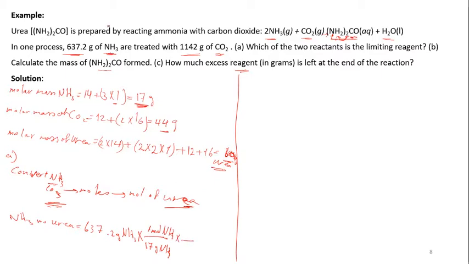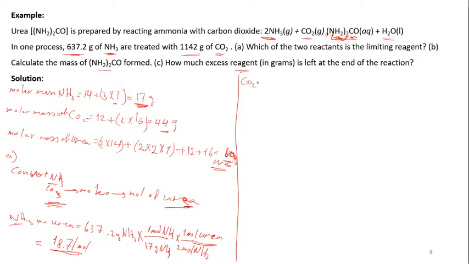If I know that each mole of urea is formed when I consume 2 moles of ammonia, so 1 mole urea to give me 2 moles, when I consume 2 moles of ammonia, this would be equal to 18.71 moles. So this is the number of moles produced in case I started with this amount of ammonia. Now let's try with carbon dioxide.